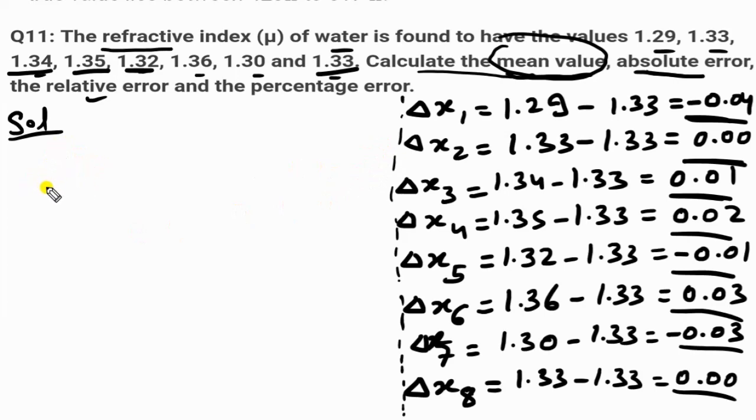Now we are asked to find the relative error and percentage error. They have not asked to find the mean absolute error, but to find the relative error and percentage error, we have to find the mean absolute error as well. So a mean absolute error, let's say it is delta x. It would be equal to the sum of all the absolute errors by taking their mods.